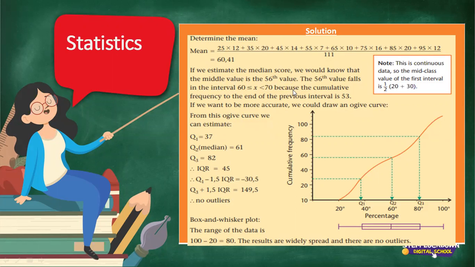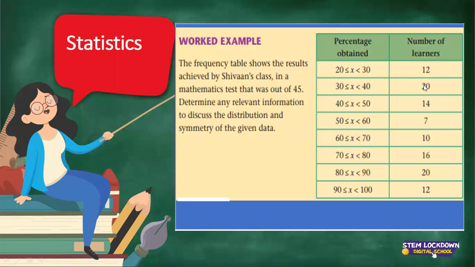So we add all our values up to the 56th position. So if you add this 12 plus 20, 32, 32 plus 14 will give you 46. 46 plus 7 will give you 53. So the middle position will be in between 60 and 70. Okay, so our mid class will be 60 and 70.